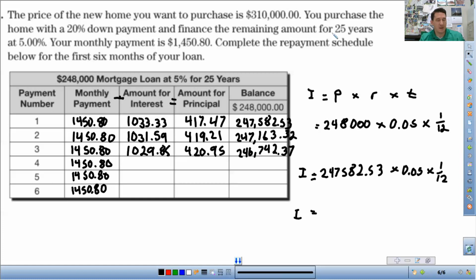And then what's important to remember is why your balance is going down so slowly when you're making almost a $1,500 payment every month, but it's only going down about $400. It is because of the interest. You have to pay off the interest from month to month first, and then the rest goes to principal.